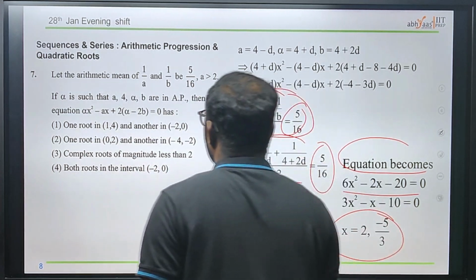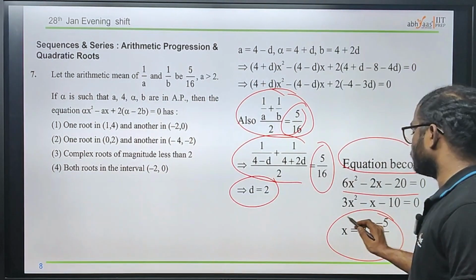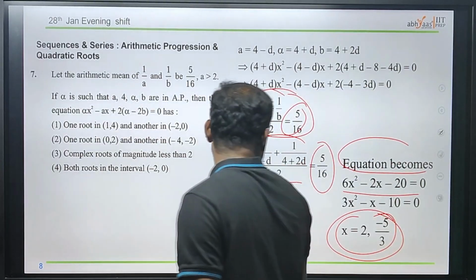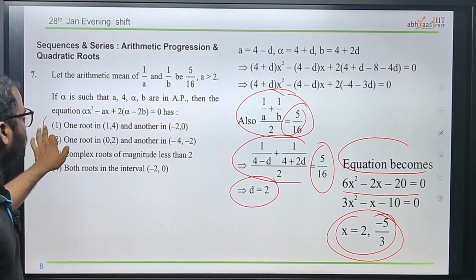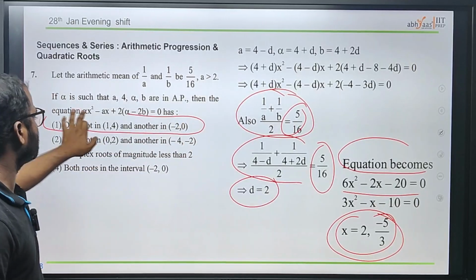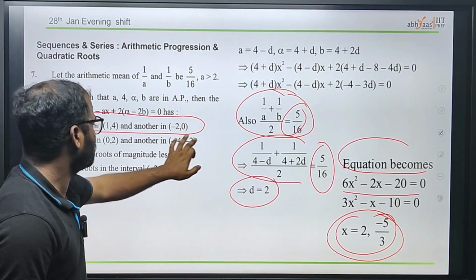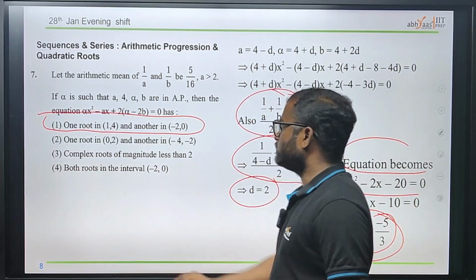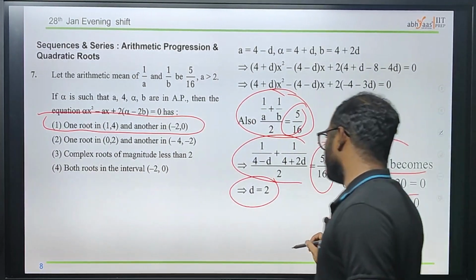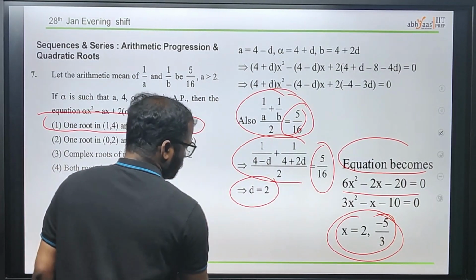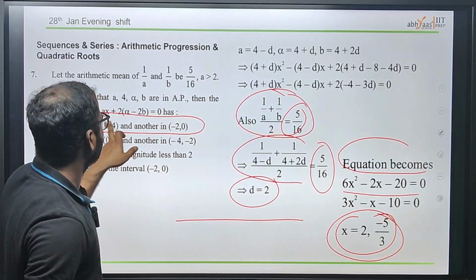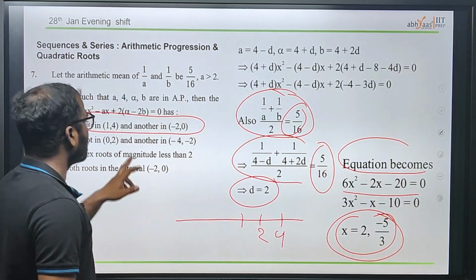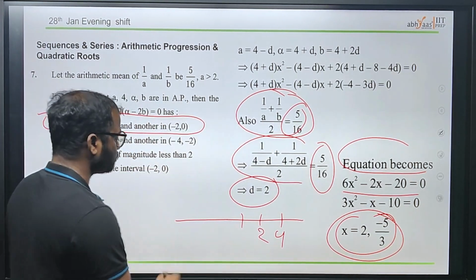Therefore we cannot take this situation. We got x equal to 2 and minus 5/3. Now we need to check whether these roots are in this interval or not. This or this? Check whether this interval is in minus 1 comma 4. Yes, 2 is in between 1 comma 4, and the other root is in minus 2 comma 0.